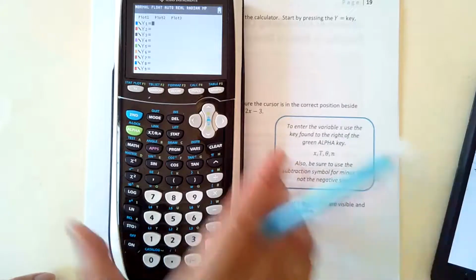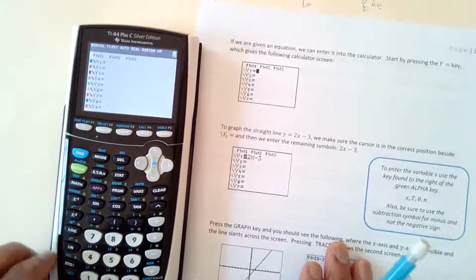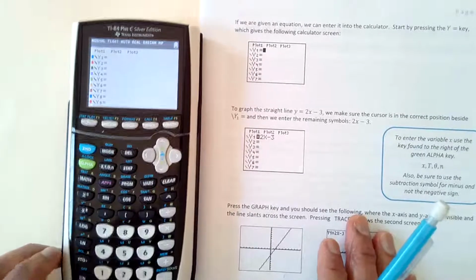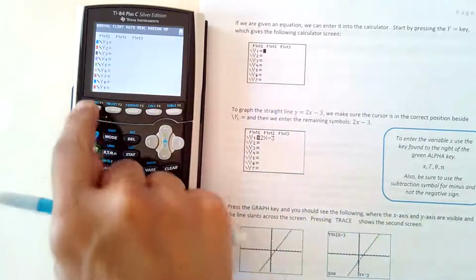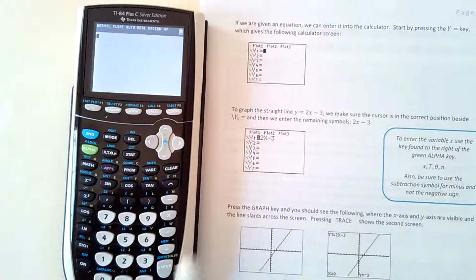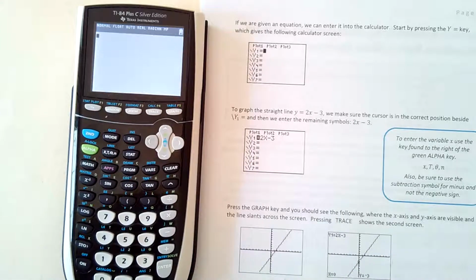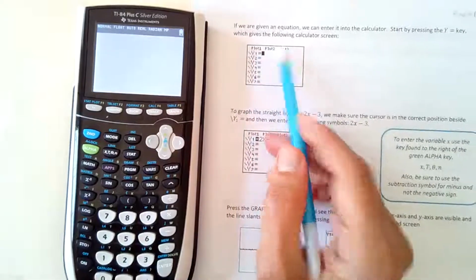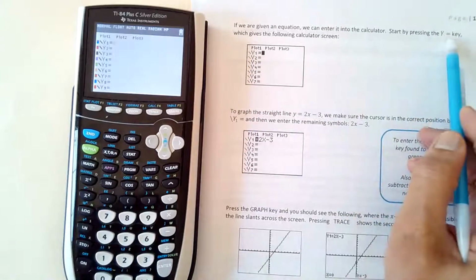So let's follow the instruction from the graphing calculator for the graph. Because Desmos is a little bit different, this is for the people who have a graphing calculator. If you're given an equation, you can enter it in the calculator. So this is your y equal button. When you turn your calculator on, you'll see a blank screen. If you don't have a blank screen, you can press your clear button, and it will clear everything. But once you reset it, you should have a blank screen. So we need to get to this screen here. We press your y equal button.